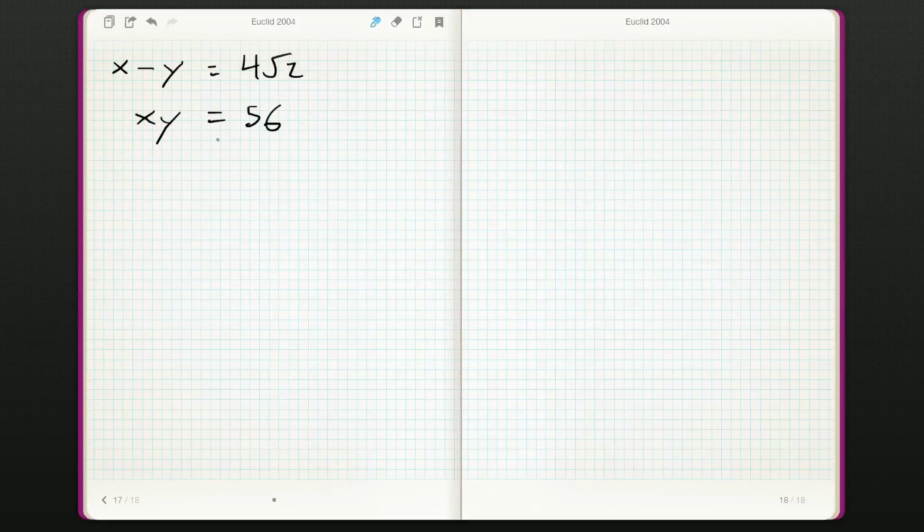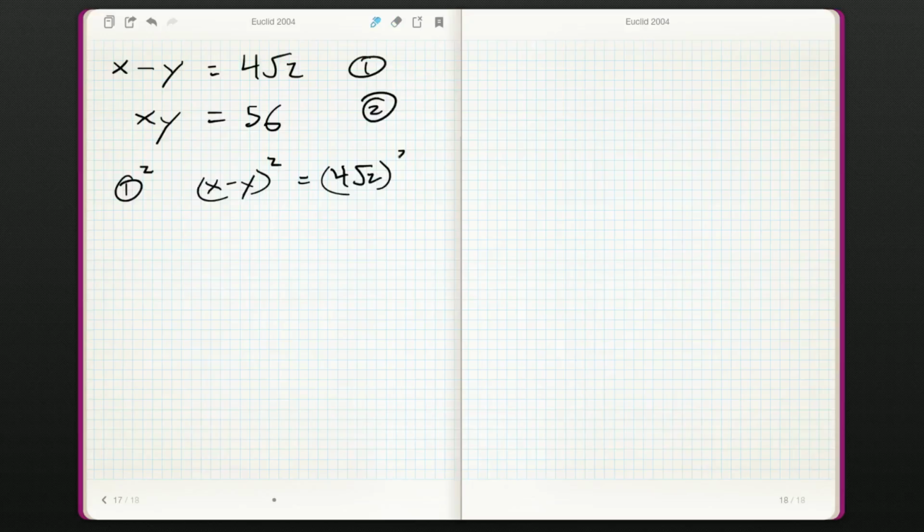Well, there's a couple things we could do. One, we could take this first equation and rearrange it to something like x is 4 root 2 plus y. Substitute that in here. But I don't like this 4 root 2 very much. I really don't. So my instincts are get rid of that 4 root 2. The root 2 is what's driving me a little batty. So what I'm going to do is I'm going to square it. 4 root 2 squared. So equation 1 squared is the equation we now got. So x minus y squared, 4 root 2 squared. This is going to be 32 over here.